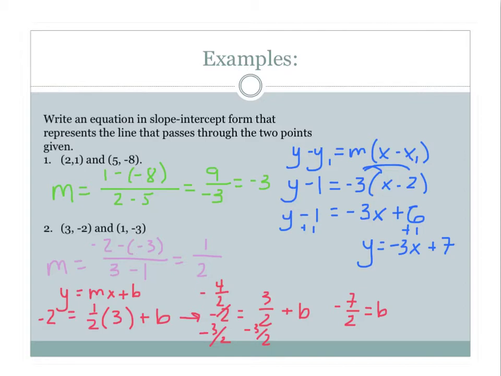So now we have the slope and we have the y-intercept. We have the m and we have the b. So you finish by rewriting it. Keep y, y. Put in your slope. Keep x, x. Put in your y-intercept.